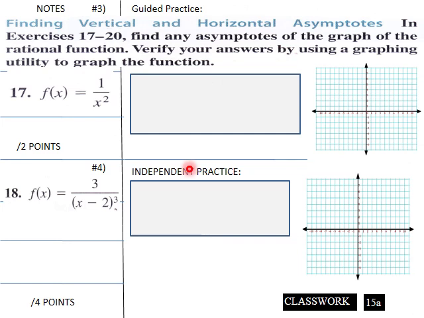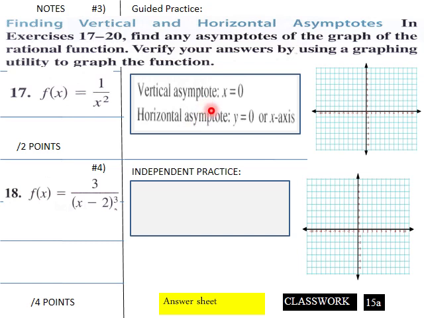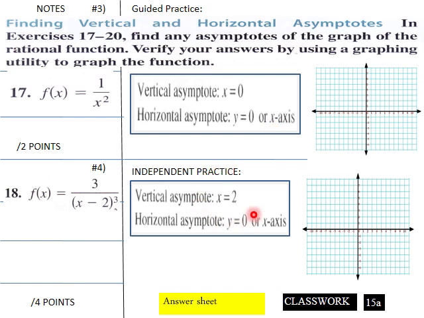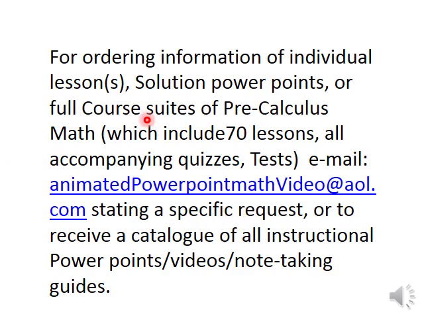Then we go into our guided practice. So how do we solve for these? Vertical asymptote x equals 0, horizontal asymptote y equals 0, or the x-axis. And then down here, vertical asymptote x equals 2, horizontal asymptote y equals 0 in that situation.